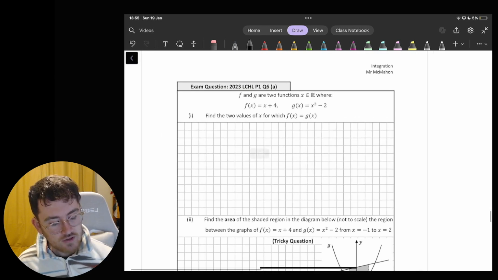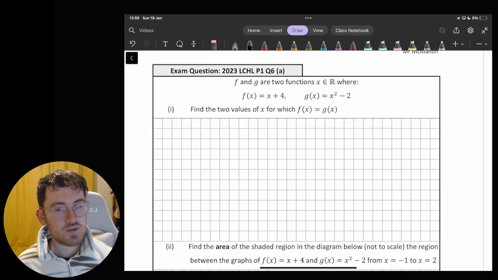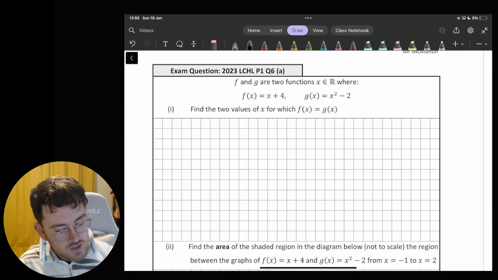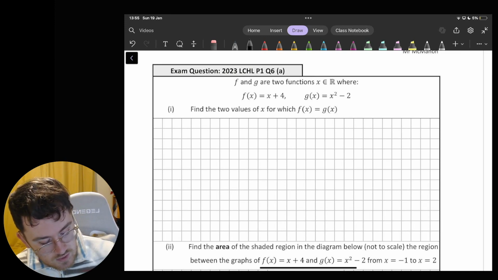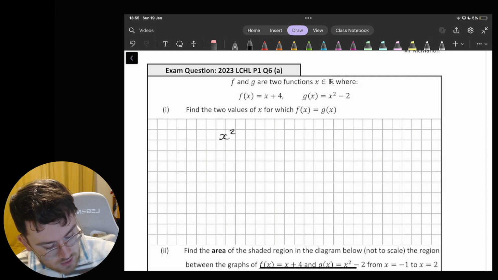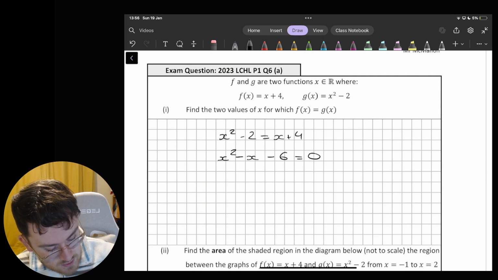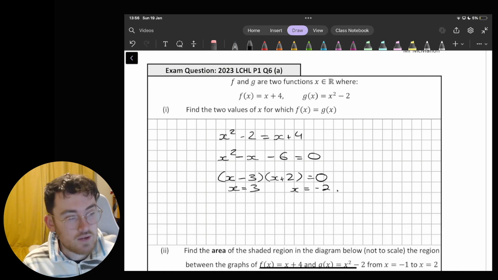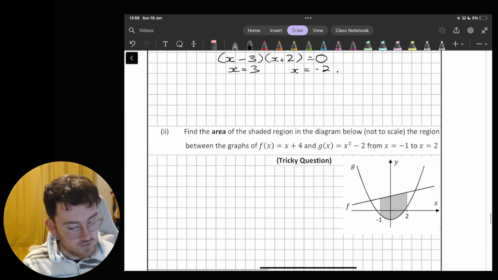We'll fly through maybe this one as a last example because this was a tricky one for 2023. So f and g are two functions. First of all, we're asked to find the values where they're equal. So x squared minus 2 equals x plus 4, x squared minus x minus 6 equals 0, (x minus 3)(x plus 2). So we get x equals 3, x equals minus 2. We were only asked for values of x, so we're content enough with that.